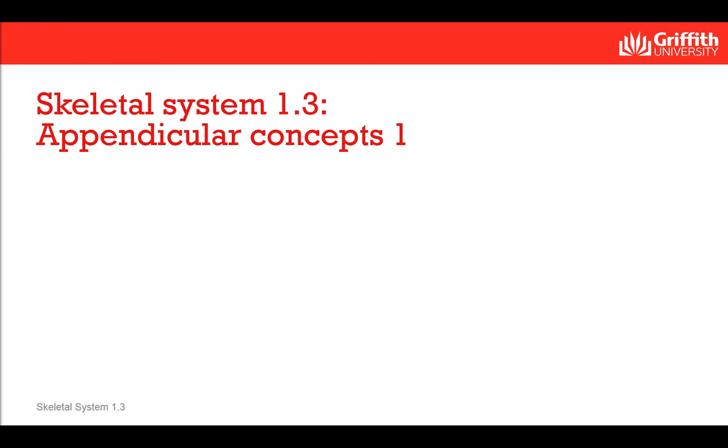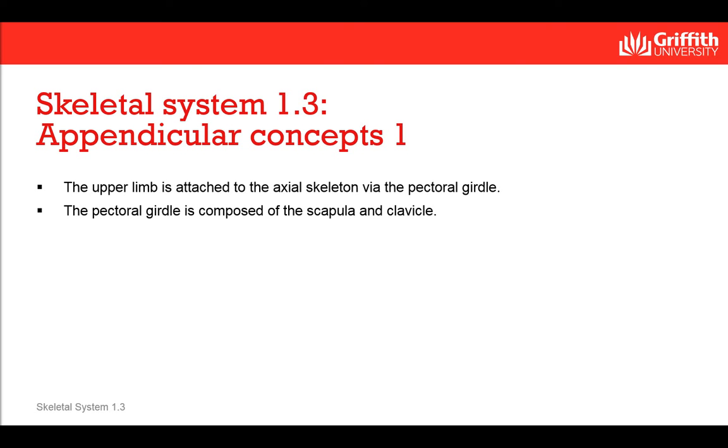Let's review the concepts for topic 1.3, the appendicular skeleton, part A, the pectoral girdle, and the upper limb. The upper limb is attached to the axial skeleton by the pectoral girdle. The pectoral girdle is composed of the scapula and the clavicle. The humerus articulates with the shallow glenoid cavity of the scapula.